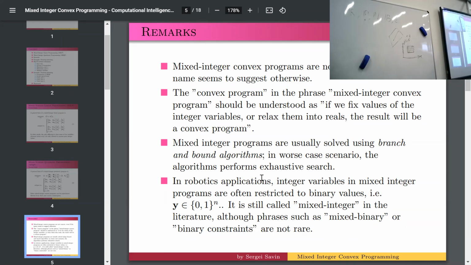What's the branch and bound algorithm? Well, we're not going to study it, and we're not going to implement our own algorithms here, same as we didn't for interior point methods and other underlying convex optimization algorithms. But what it is actually very simple. Imagine you have your integer variables y1 and y2.